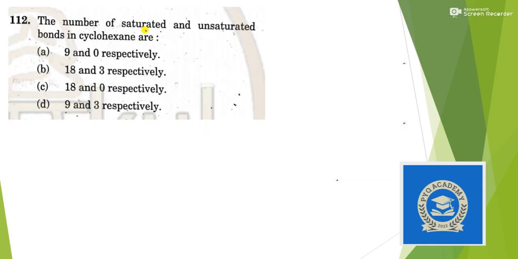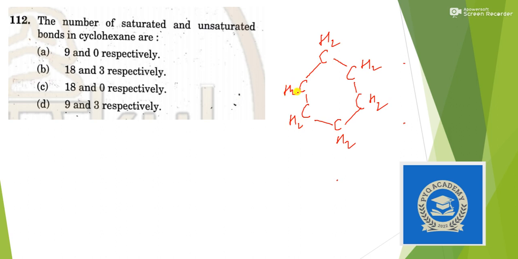Next, the number of saturated and unsaturated bonds in cyclohexane. So let's try to make a cyclohexane. C, C, C, C, C and C. Okay, so this is a cyclohexane. Let's put H2 so that all the bonds are satisfied. Now let's first count the carbon-carbon bonds. So 1, 2, 3, 4, 5, 6.